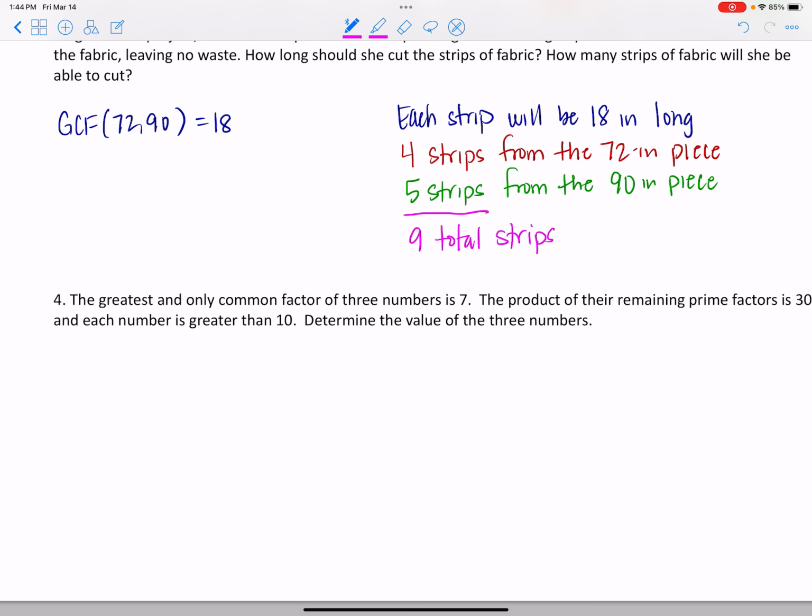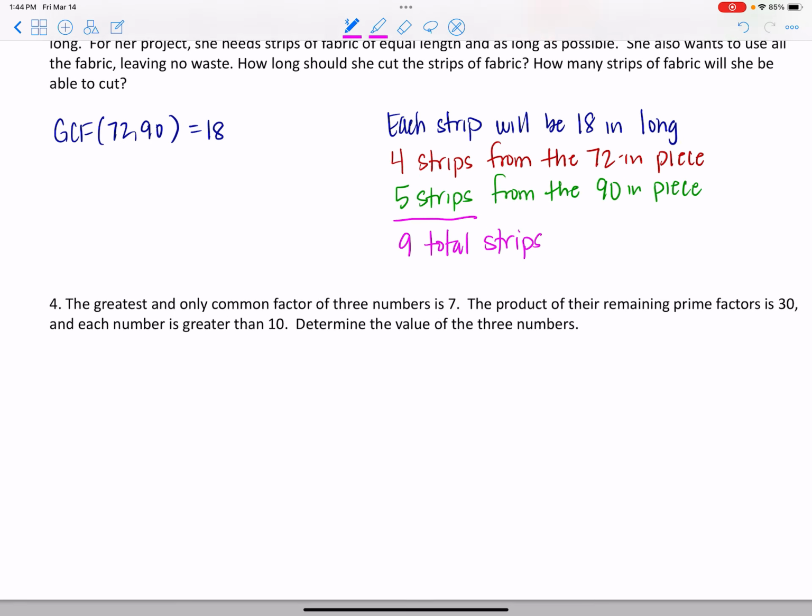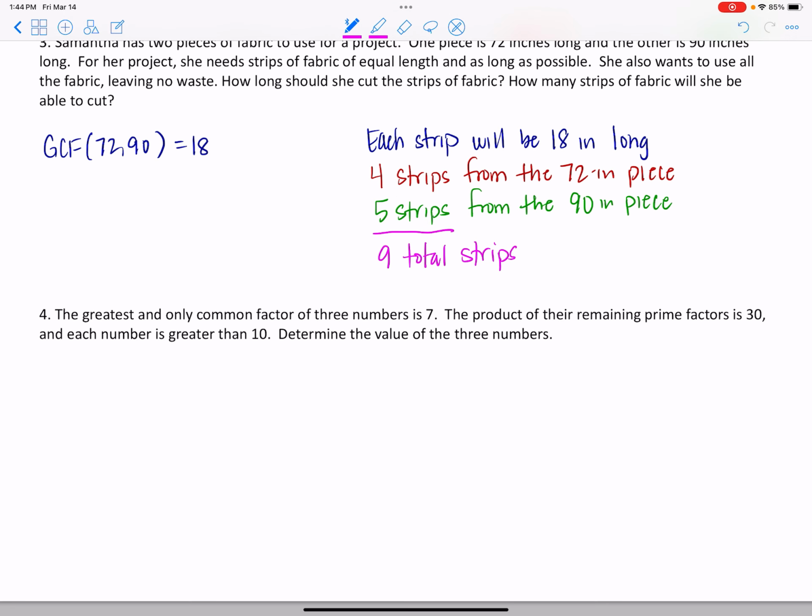Now I got something a little more interesting here. It says the greatest and only common factor of 3 numbers is 7. The product of their remaining prime factors is 30, and each number is greater than 10. We're going to, based on that information, try to figure out the 3 numbers that are being described in this scenario. And to do this one, I'm actually going to use a Venn diagram because I think it's very helpful in illustrating the numbers. So I've got 3 numbers.